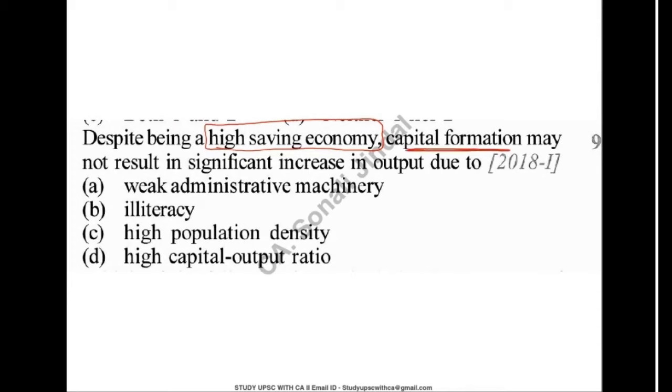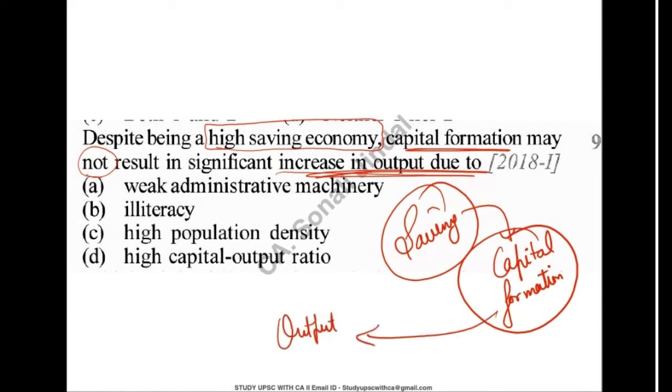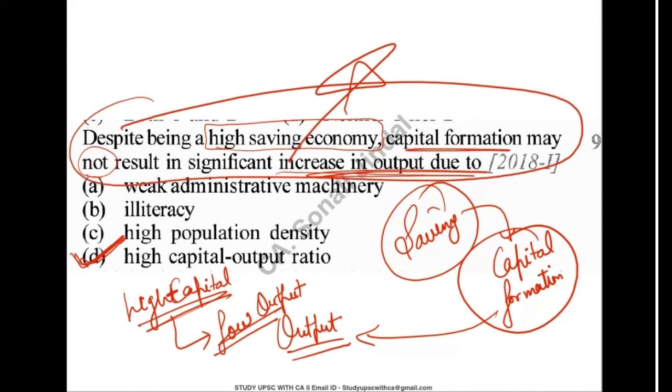Despite being a high saving economy, capital formation may not result in an increase in output. This is saying there is a high saving rate that is converting into capital formation. What does it mean? Investment is increasing with the savings, but it is not resulting in output. It means there is a low capital output ratio. No, there is a high capital output ratio. High capital investment, but there is a low output. Here the answer can be derived from the question statement itself.